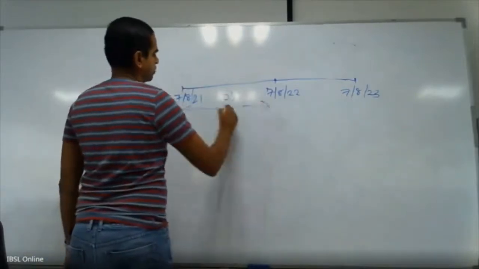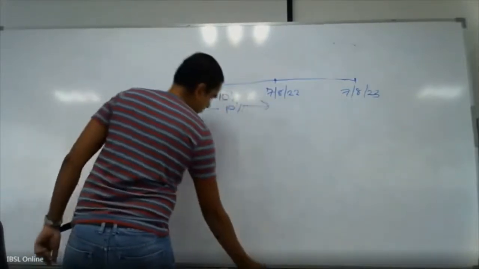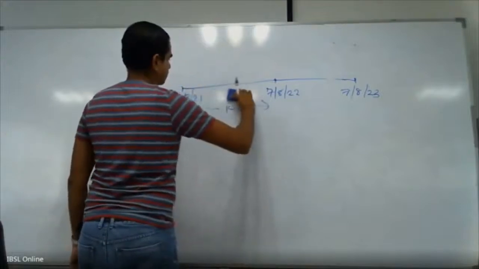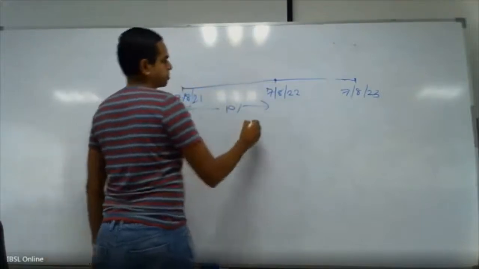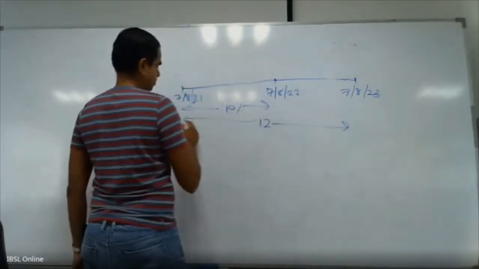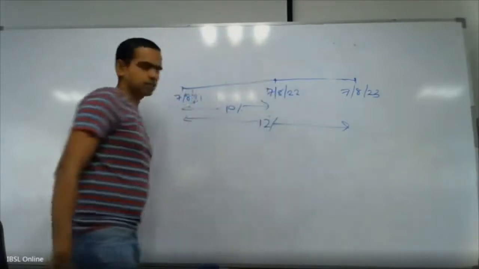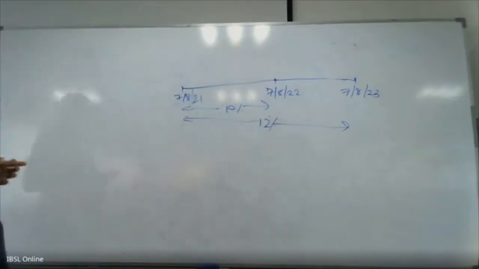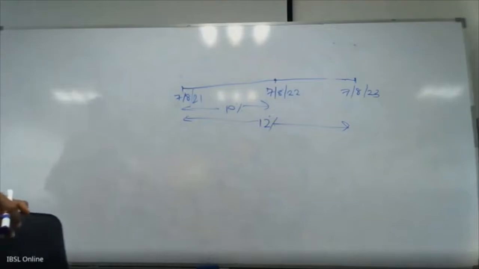So 1 year personal loan rate, 10%. Then let's assume you're giving 2 year personal loans at a rate of 12%. 1 year 10%, 2 years 12%.